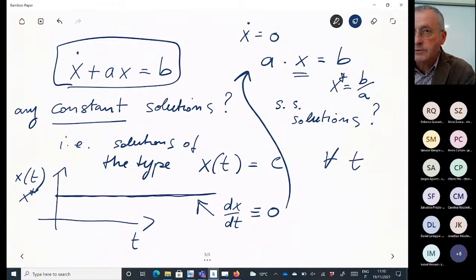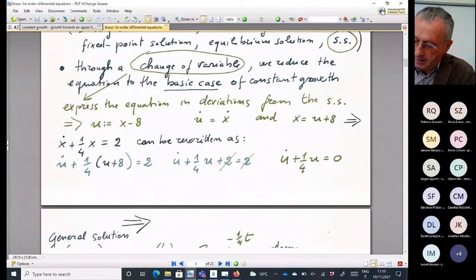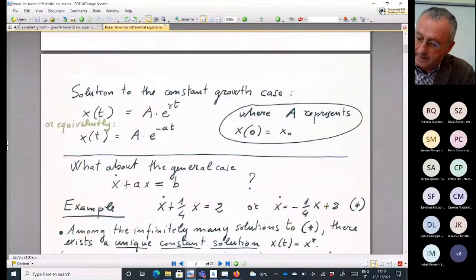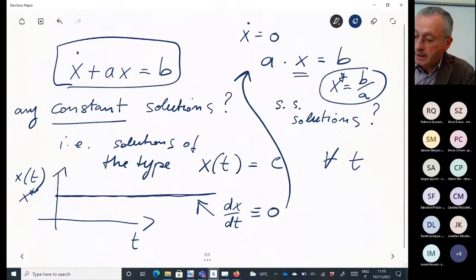Next, I switch to a particular example. The particular example would be this one: x dot plus 1 over 4x is equal to 2. So in general, we don't know what the general solution is, but we know that there exists the possibility of constant solutions, and the unique constant solution to this equation is x star equal to b over a, where b is the term on the right-hand side and a is the coefficient of x on the left. By the way, it's clear that if b is equal to 0, the constant solution is 0. Do you remember the model of constant growth? The unique constant solution was 0, which is consistent with this one. So it's b over a.